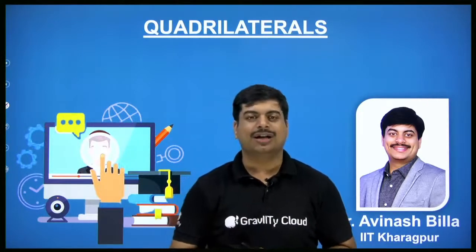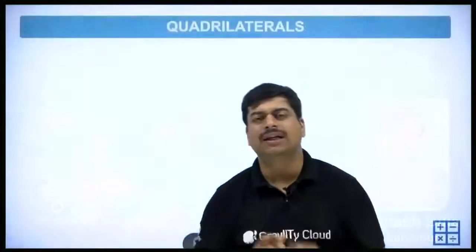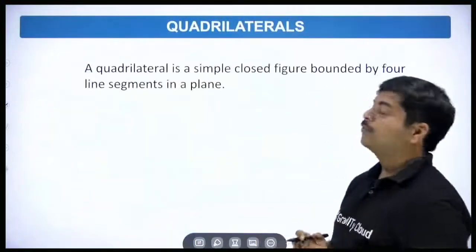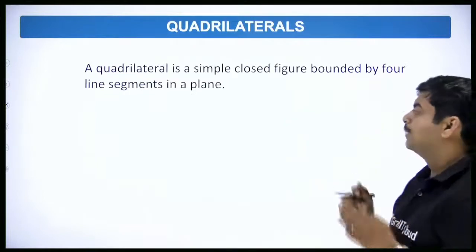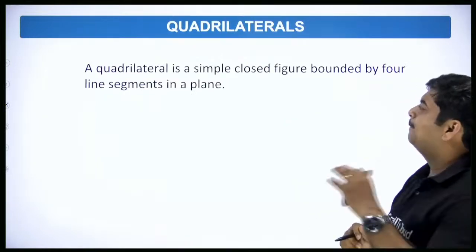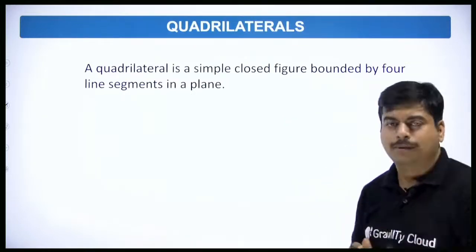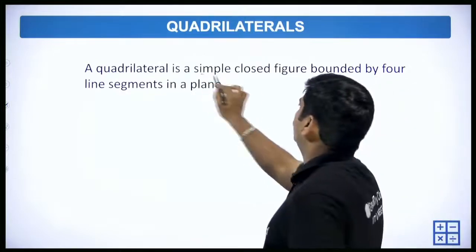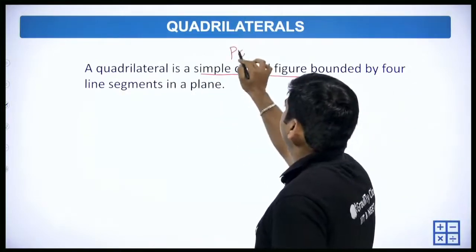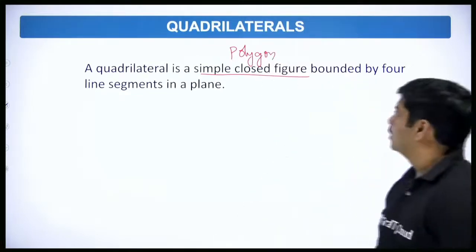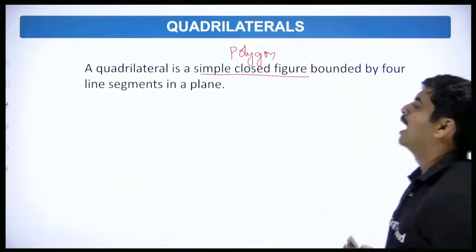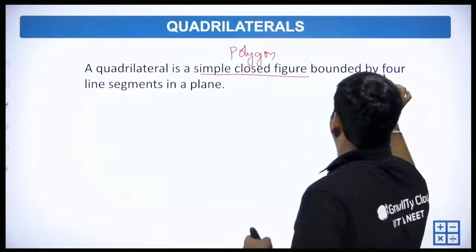Let's start today's session. First of all, let's see what a quadrilateral is, which type of shapes or figures we consider a quadrilateral. You can see here, a quadrilateral is a simple closed figure, simply a polygon. If you remember the definition of a polygon, it is a simple closed figure bounded by four line segments in a plane. How many? Four line segments.